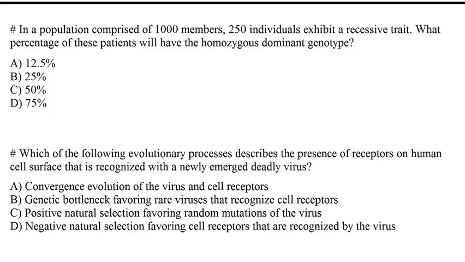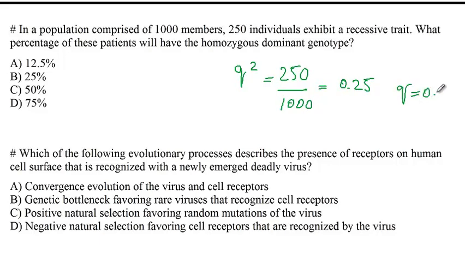In a population comprised of 1,000 members, 250 individuals exhibit a recessive trait. So Q2 is equal to 250 divided by 1,000, meaning that it's equal to 0.25, and so therefore Q is equal to 0.5. So if we write the Hardy-Weinberg equations, P plus Q should be equal to 1, and then P2 plus Q2 plus 2PQ should also be equal to 1. We already know that Q is equal to 0.5, therefore P is also equal to 0.5.